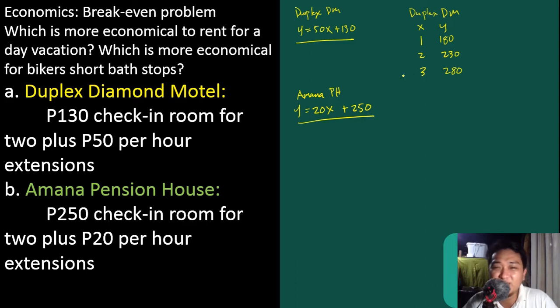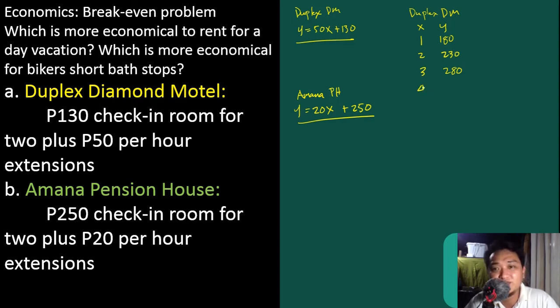280. Tama ba? Let us check. So, Y is equivalent to 50 times 3 plus 130. Y is equivalent to 150 plus 130. Y is equivalent to 280. Okay, tama. So, yung babayaran natin is 280. Tingnan natin kung may nakikita na tayong pattern. Wala pa, medyo mahirap pa yung sa Y. Subukan pa uli natin. Let us try to proceed.